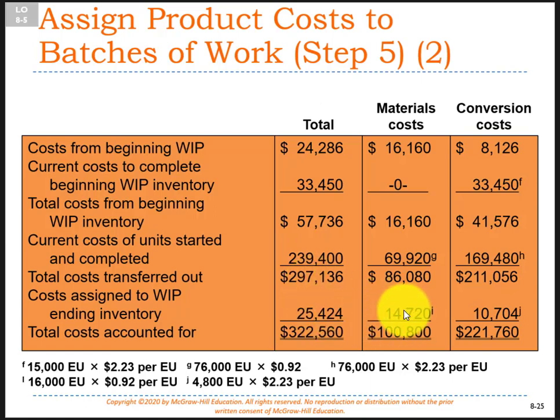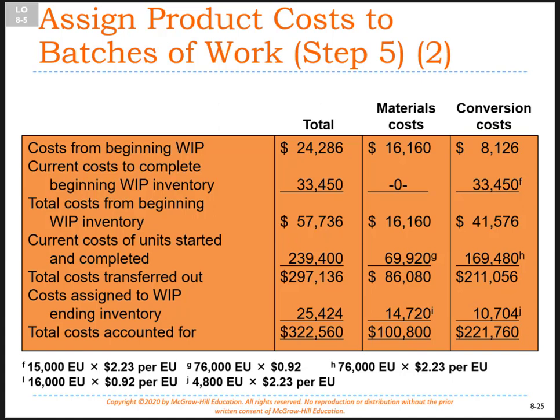And we still split our work in process by using the same thing, 16,000 equivalent units, all of our materials, but we use the 92 cents per equivalent unit, okay, and the 4,800 times 2.23 to get our cost per equivalent unit for the conversion costs. So this is what would be in work in process total, and this would be the breakdown between the two for materials and conversion costs.